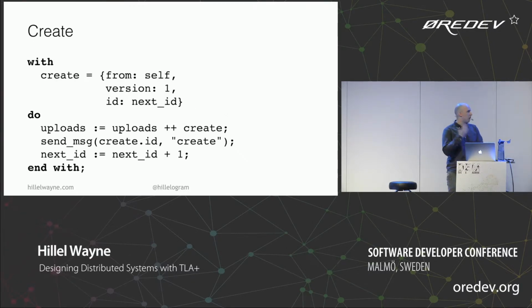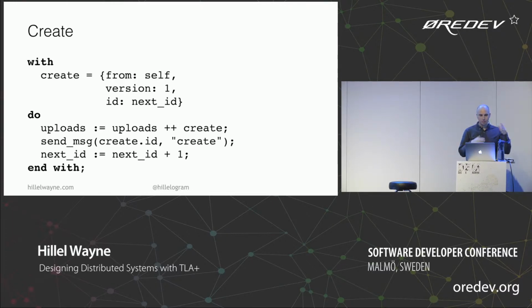Create, we just create the content. It'll be who it's from, the version. We're going to abstract away the actual details of the version. It's just a number. And the next ID. The uploads, we will add it to the upload set. We will send a message saying create it. We'll increment the ID. Simple.